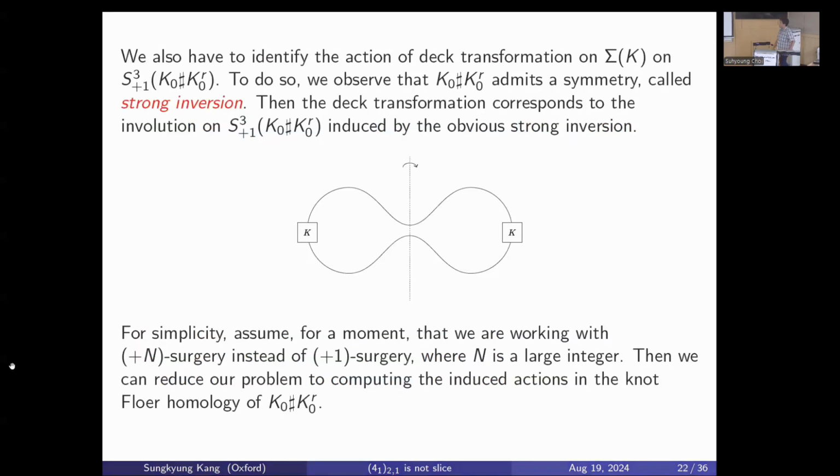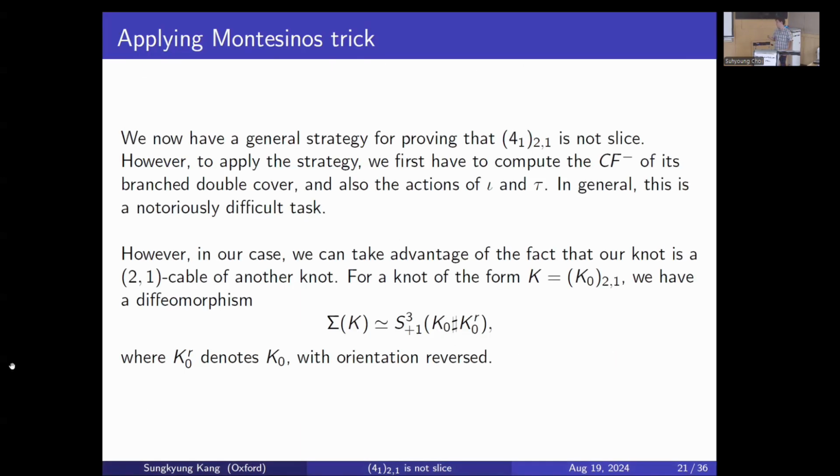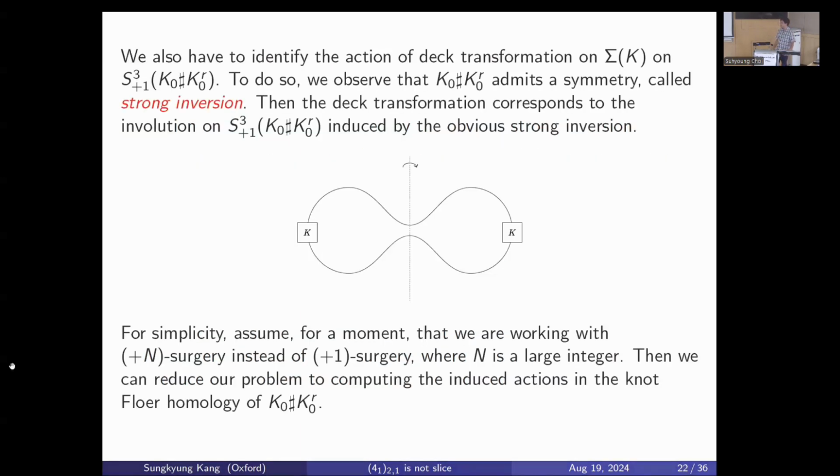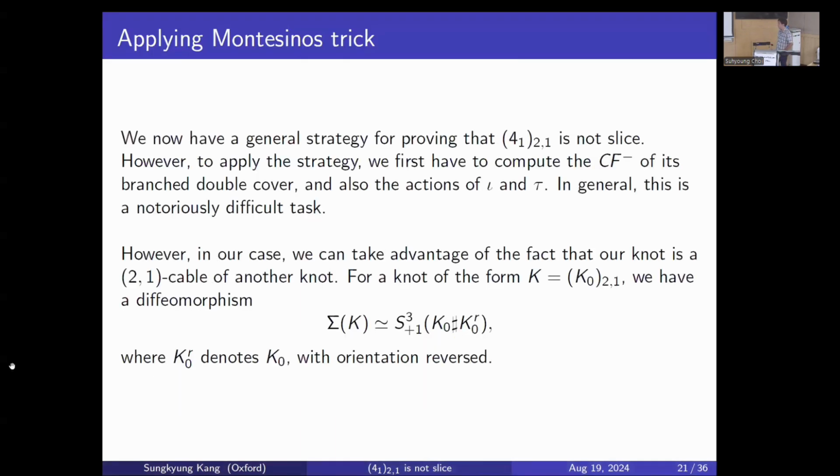Okay. For simplicity, assume that, well, here we're taking +1 surgery. But for Heegaard Floer setting, +1 surgery is usually very small, and small surgery is bad. Instead, for now, it is obviously a lie, but let's assume that we're working with +n surgery instead of +1 surgery. And then we can reduce our problems to computing the induced action on the knot Floer homology of this thing, thanks to the large surgery formula due to Ozsváth and Szabó.